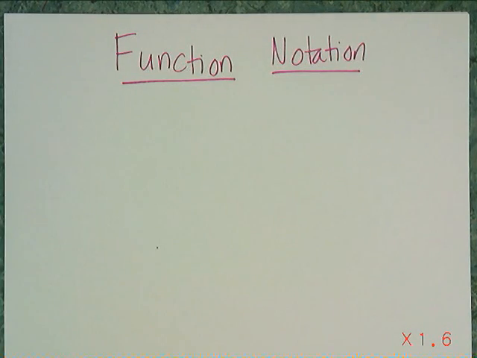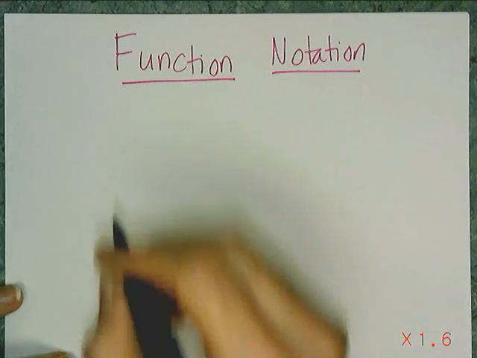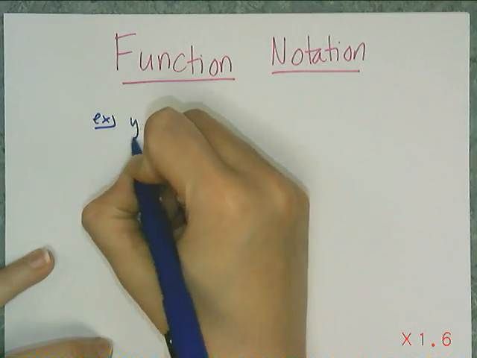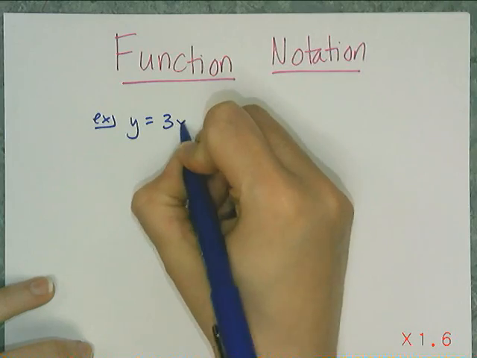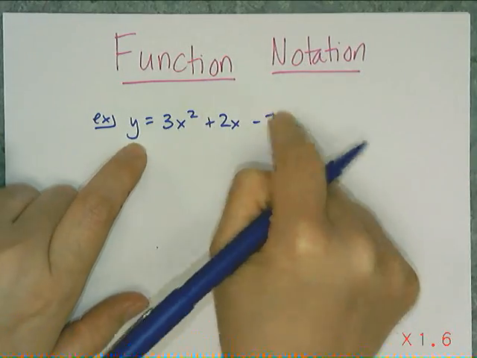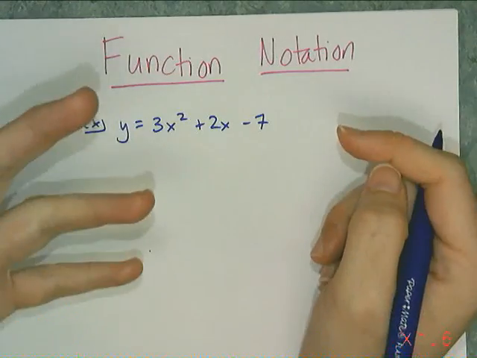So in this lesson, we're going to look at function notation, and it's just a different way of writing the equation for a function that can be manipulated to help you in word problem contexts. So we know the equations of a function look like y equals, something like 3x squared plus 2x minus 7. That is an equation of a function written in y equals format.